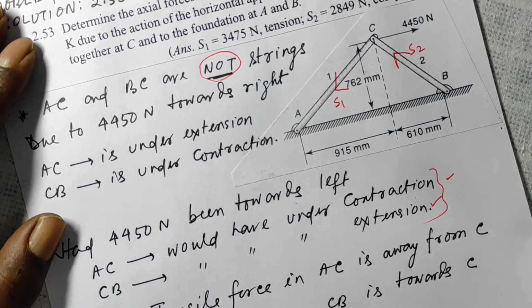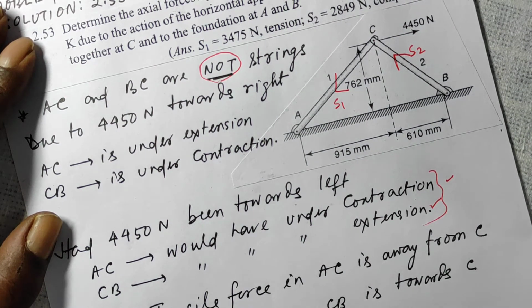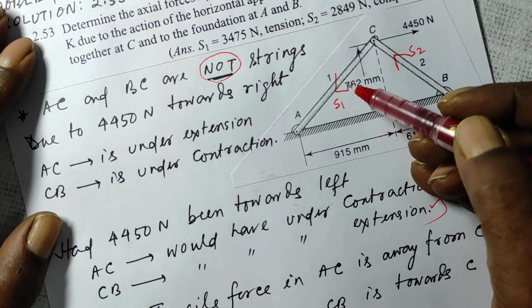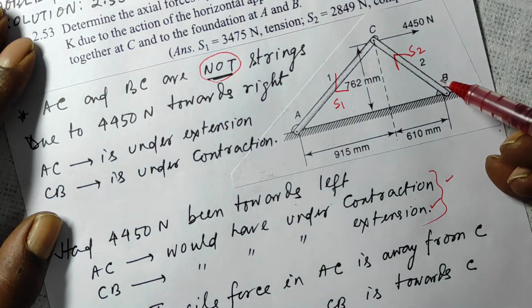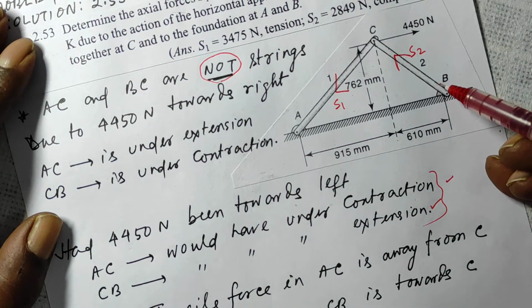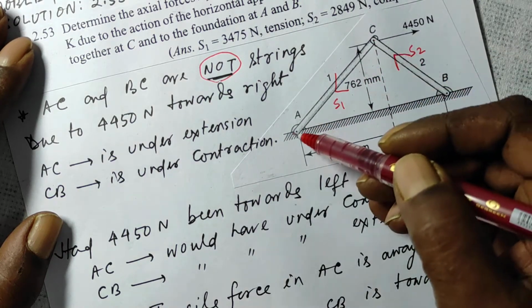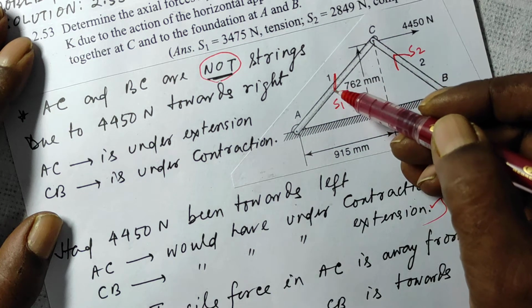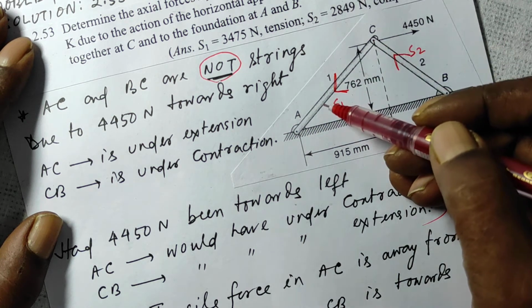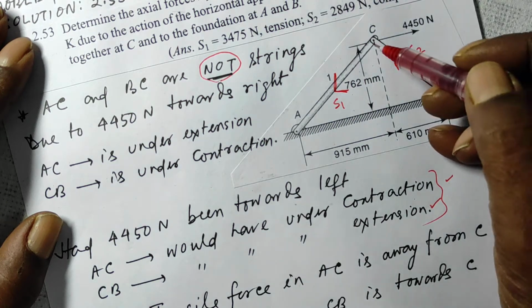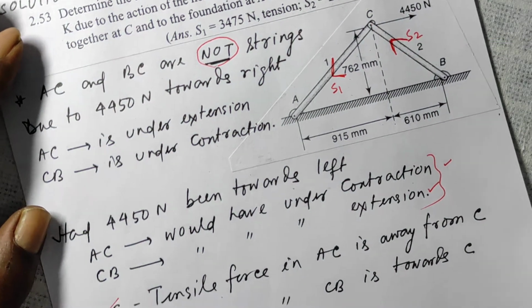When a bar is under extension, the axial force will be away from the point, and if it is under contraction, it will be towards the point. That is to be understood. Then it is simple.